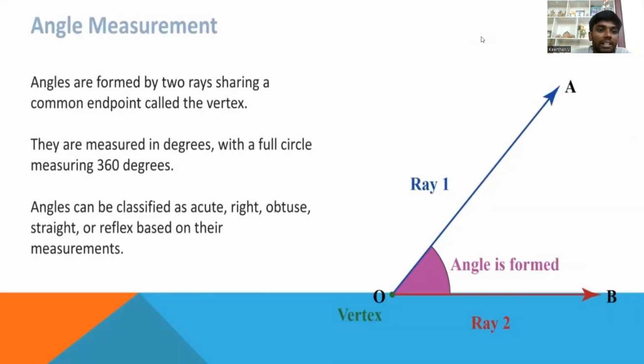Angle measurement. Angles are formed by two rays sharing a common endpoint called the vertex. They are measured in degrees, with a full circle measuring 360 degrees. Angles can be classified as acute, right, obtuse, straight, or reflex based on their measurements.